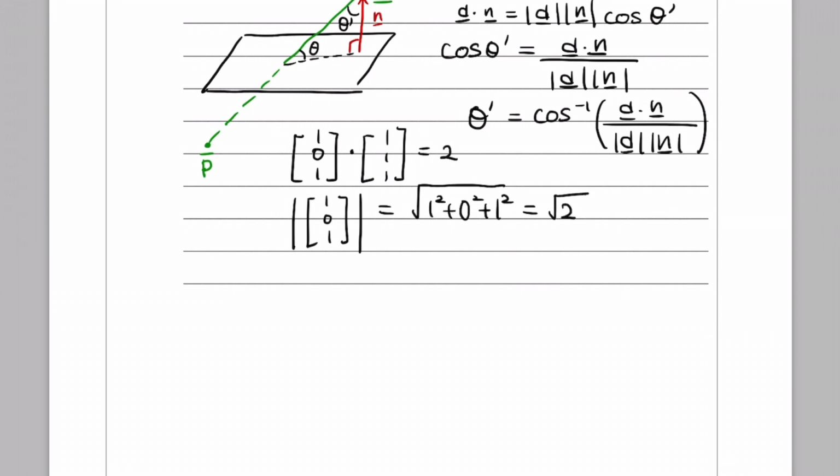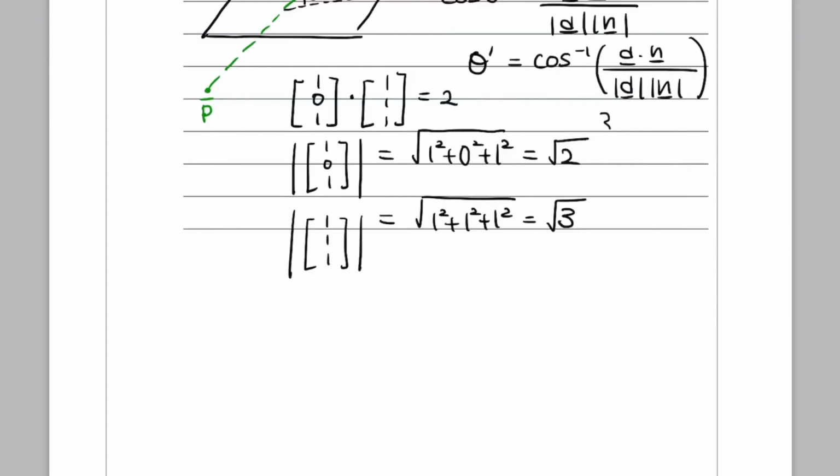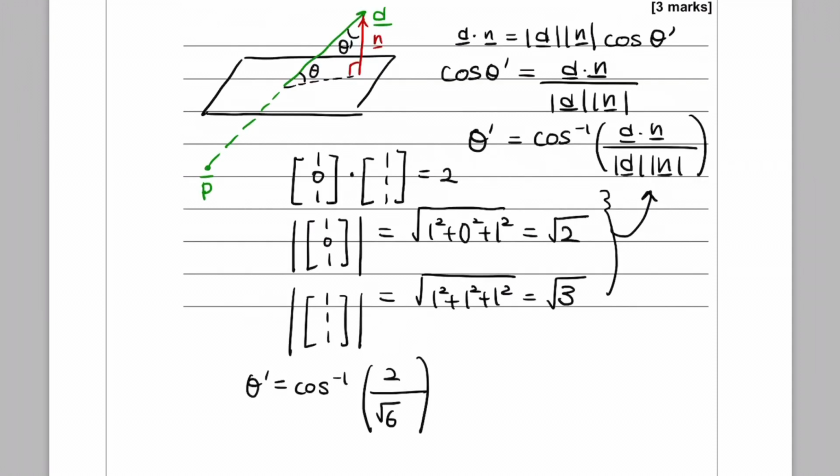So that's square root 2. And your normal component 1, 1, 1, again, that's 1 squared plus 1 squared plus 1 squared, giving you square root of 3. So if you substitute all 3 into the equation that we got, our theta prime is arc cosine 2 over root 6. But remember, we're not looking for theta prime, which is the angle between your direction vector and the normal vector. Well, we have to get the correct angle that's asked in the question, which is the angle between line and the plane.